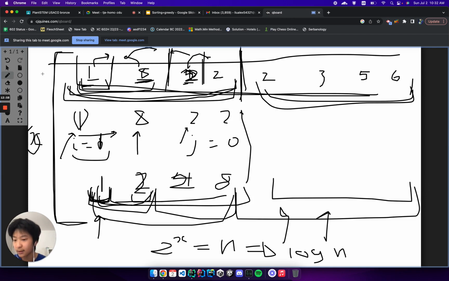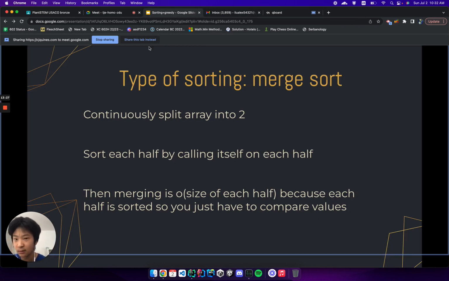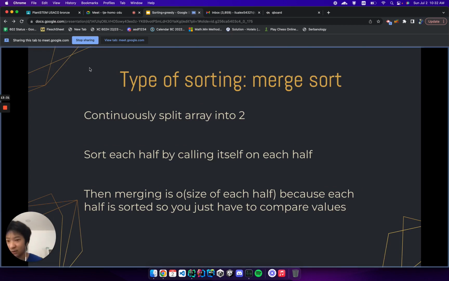So do you guys have any questions overall? Okay. Yeah. So you won't really need to implement this. Like I said before, you can just use the built-in std sort function, which also runs in n log n time, using some other type of sorting algorithm.